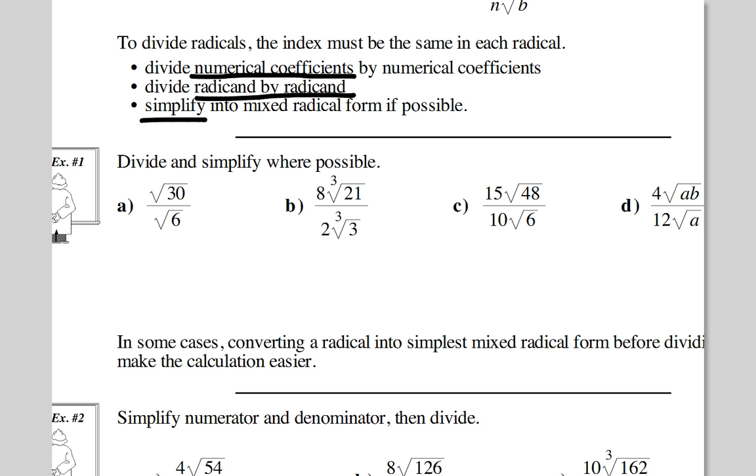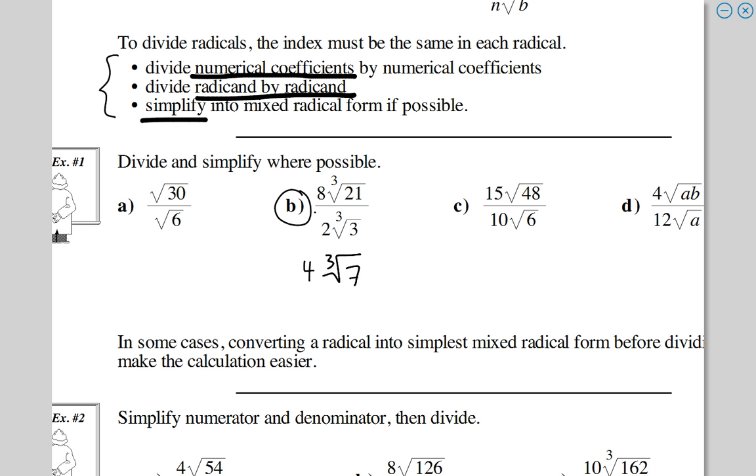So I'll show you that on, let's do part B, because it's exactly what this says. So divide the numerical coefficients. What's 8 divided by 2? 4. And then what's 21 divided by 3? So it's just the cube root of 7. So that's pretty straightforward.